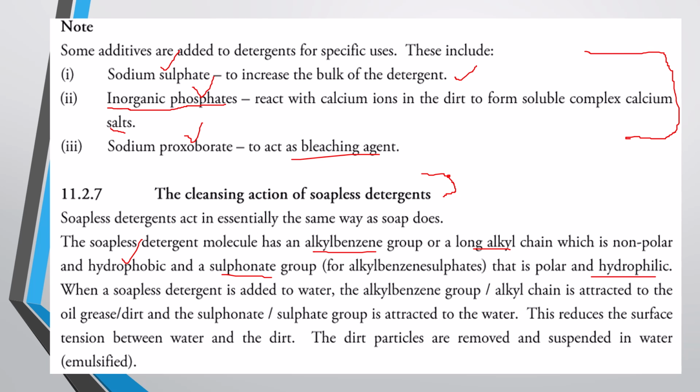So when a soapless detergent is added to water, the alkyl benzene group is attracted to the dirt in the tissue, and the sulfonate or sulfate group is attracted to the water. This causes a pool which contracts, later removing the dirt from the tissue and suspending it in water. That's why we say this reduces the surface tension between the water and the dirt, later suspending the dirt particles in water, which we also refer to as emulsification. And that's what we call the cleansing action of the soap.